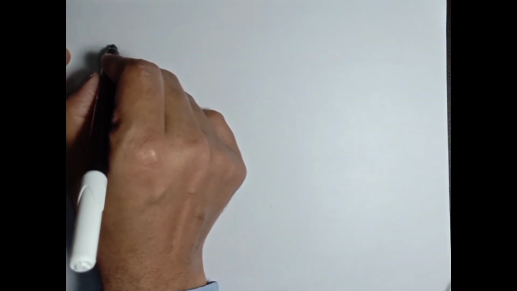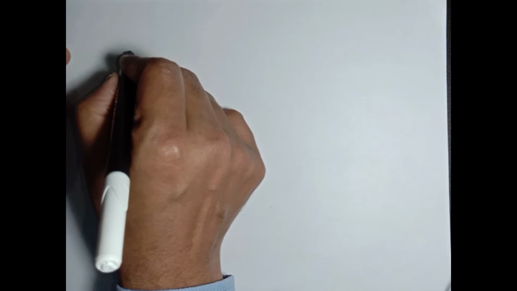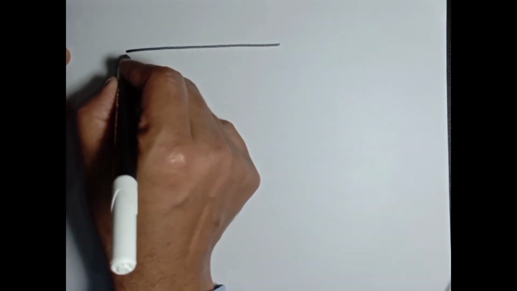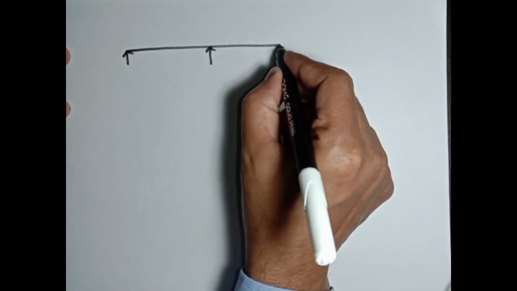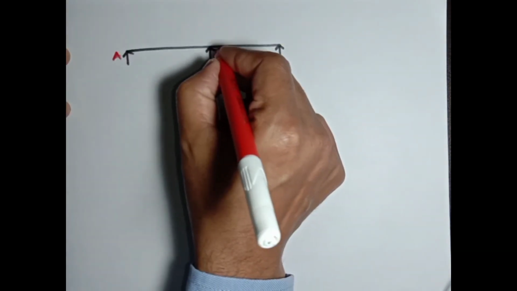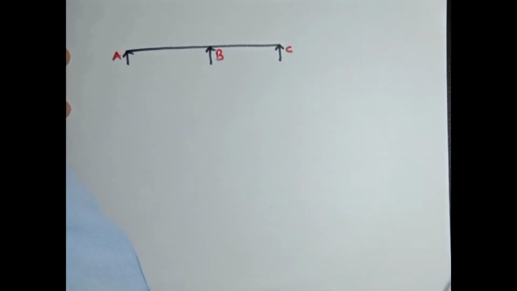Here we are going to draw the same loading diagram, so that it will be very easy for us to draw a BMD on this page. Now the loading diagram is here. The beam is loaded here. This joint is A, this joint is B, and this is C.